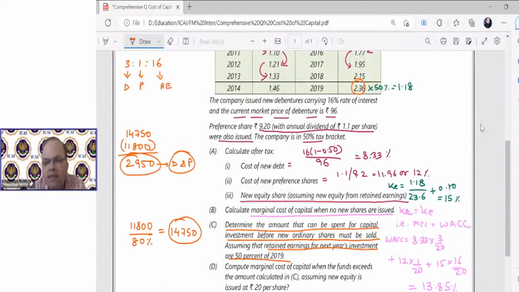So I hope this concept, this logic is clear to all of you. This is a very good question because this is touching base not only the weighted average cost of capital, but also the marginal cost of capital concept. It's a good question.